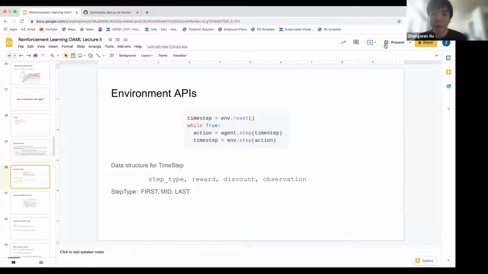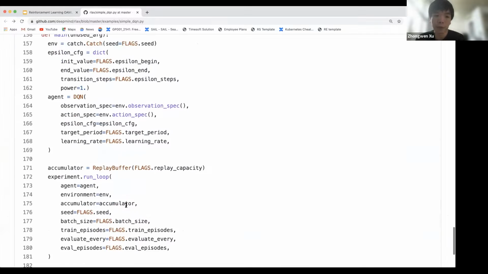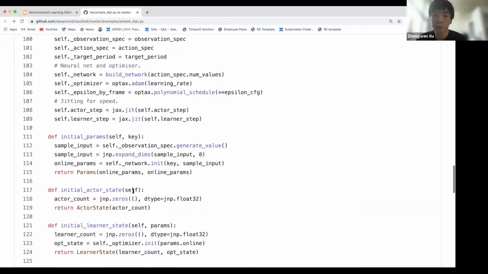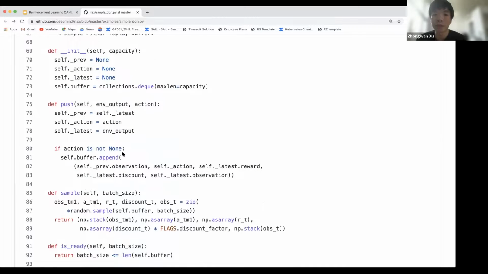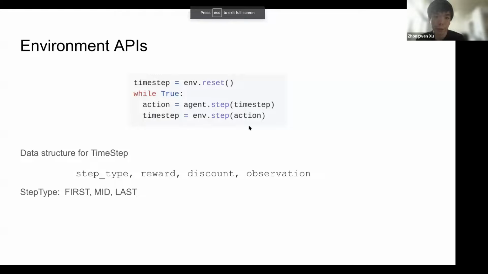First of all, the code we just walked through, apart from this line, this line really has an actual instantiation of the environment. All of the other parts of the code are pretty general, so they can be applied to any environment. And on the other hand, you can also sense the same thing from this environment API.